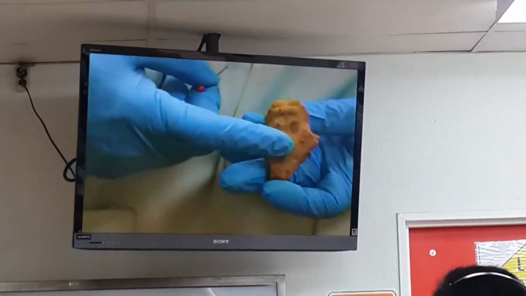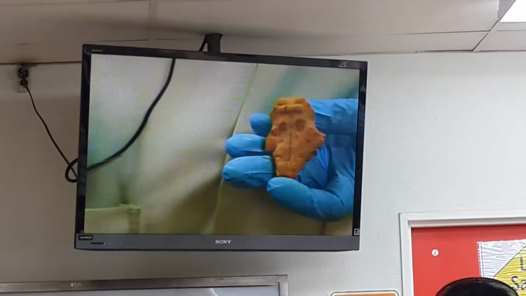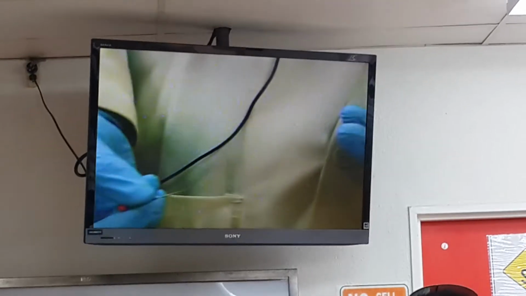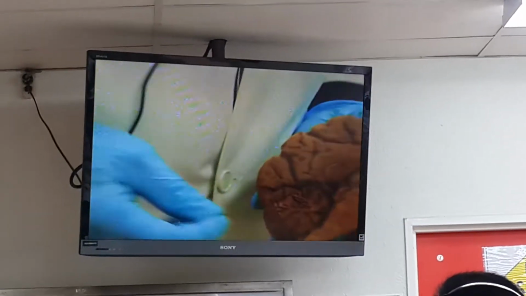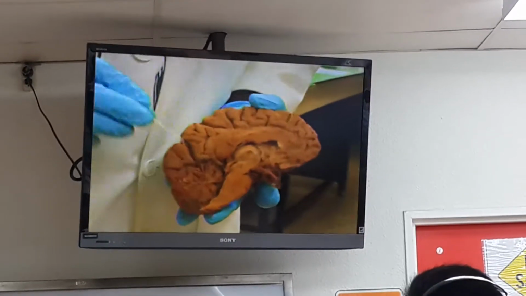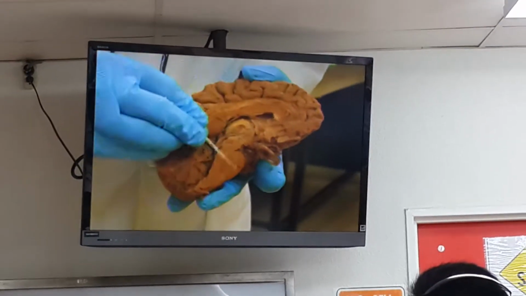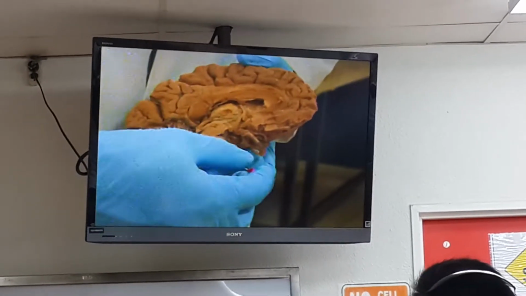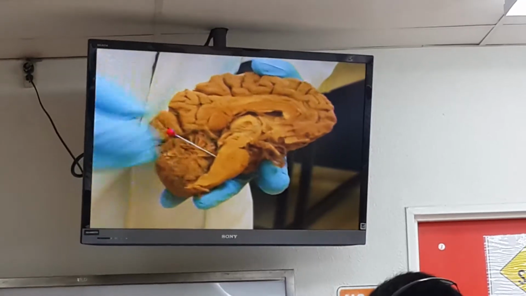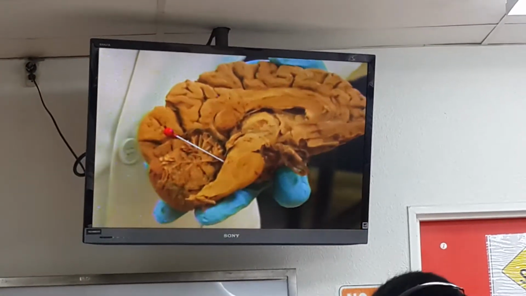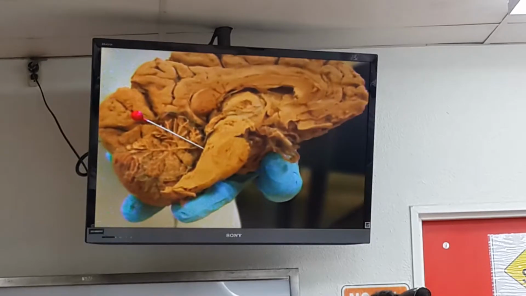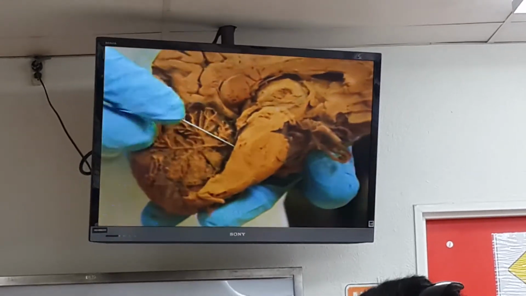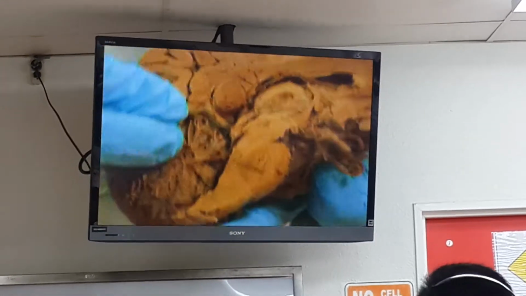Now this is the back surface of the pons. Again, this is a section of the brain. This is the medulla oblongata, and this is the pons. This is the ventral surface of the pons at the front. This is the back, the dorsal surface of the pons, and that's related to the fourth ventricle. It forms the floor of the fourth ventricle.